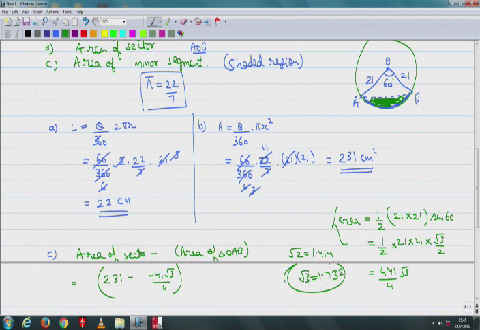Shillong Center, is this clear? Is it clear now?